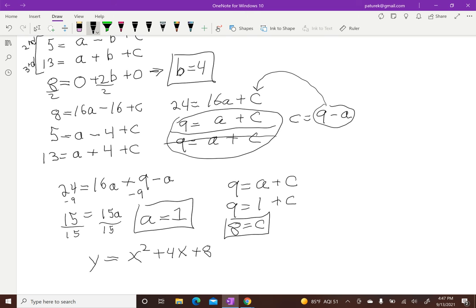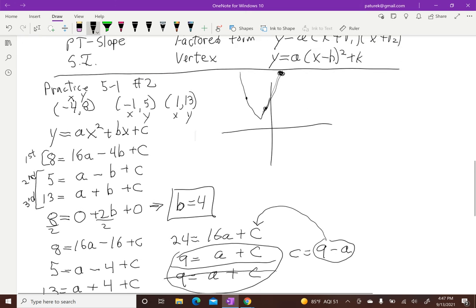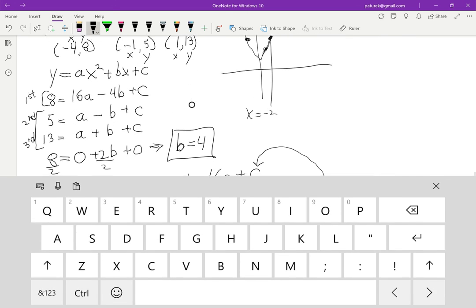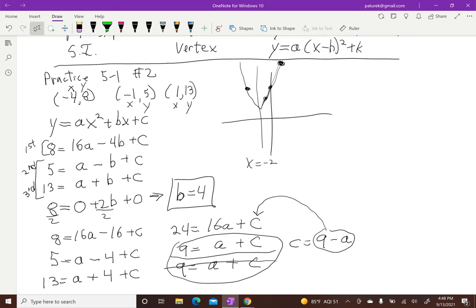When x is equal to 0, y is equal to 8. And that is believable. That means this point is the same y value as the first point. And that means halfway between 0 and negative 4 is the axis of symmetry. So at x equals negative 2 is where this parabola turns from going down to coming up.